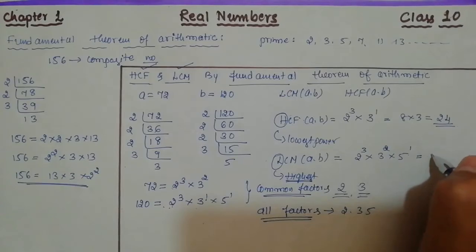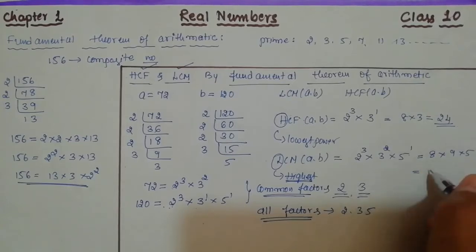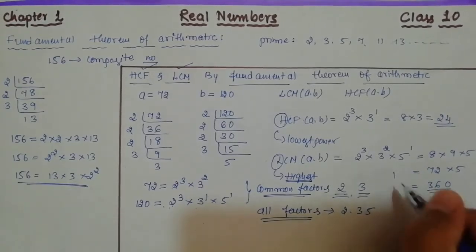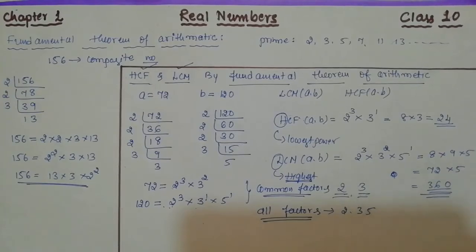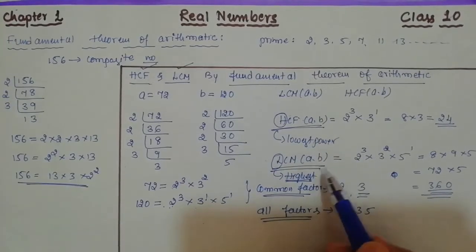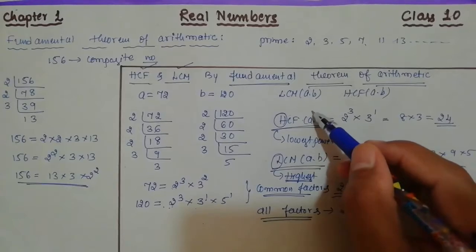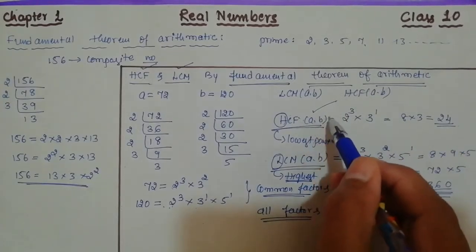So now 2 cube means 8, and 3 square means 9, and then 5. So 9 8s are 72, and then into 5: 5 2s are 10, 1 carry, 5 7s are 35, plus 1 is 36, so 360. So that's why the LCM will become how much? 360. So this is the way to calculate HCF and LCM by using the fundamental theorem of arithmetic.